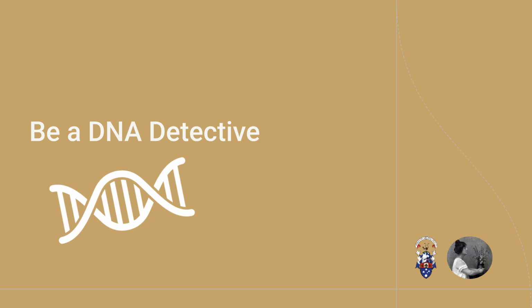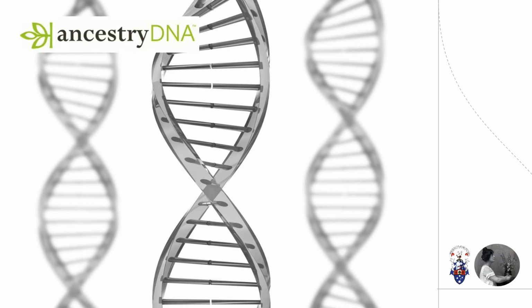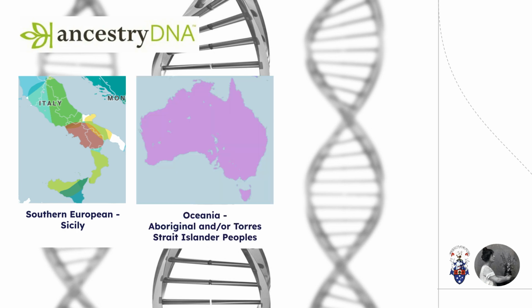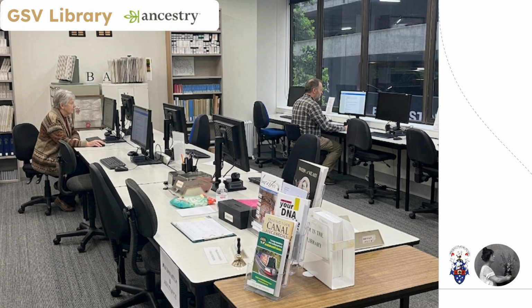This is where the real detective work began, and where you can learn from Clayton's story. Gary used a combination of tools to piece the puzzle together. Ancestry DNA matches were grouped into clusters. An Italian cluster, an Aboriginal cluster, and an other cluster. Each one pointed to a different branch of Clayton's unknown family. And as a GSV member, you can access Ancestry for free in our library, making it easier than ever to start your own DNA journey.